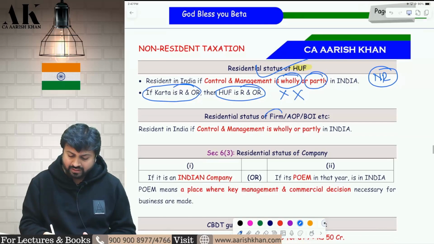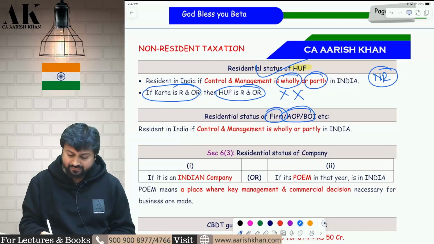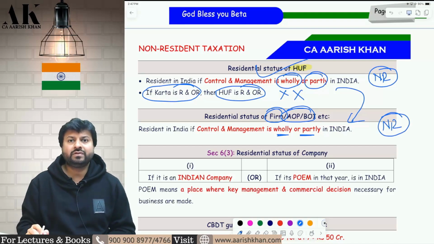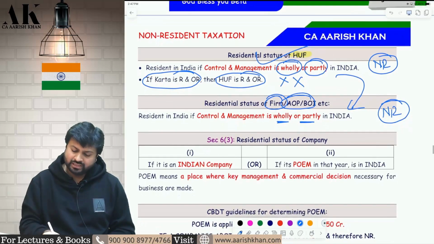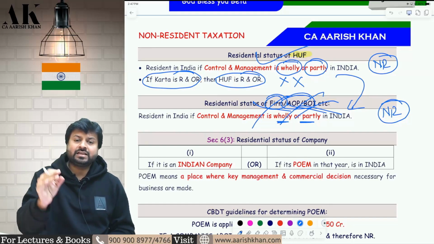For example, a firm, AOP, BOI, trust, cooperative society, they will become resident if the control and management of the same is wholly or partly in India. It means if the control and management is wholly outside India, then they are non-resident. Now again the question will come over here, can they also be called as ordinary? No, no, no. Firm, AOP, BOI, they cannot be called as ordinary. They will be either resident or non-resident.